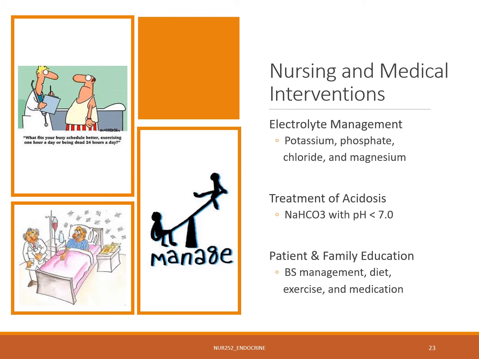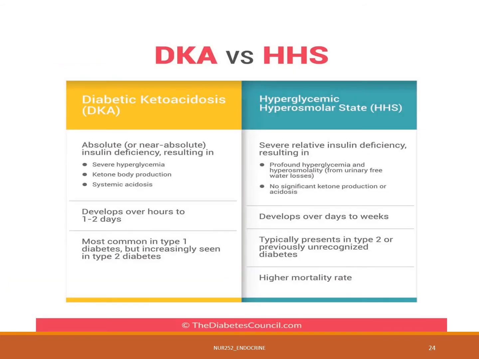A primary intervention to prevent DKA is patient education. So as nurses, we're managing blood glucose levels with their diet, exercise, and medication. Those are all priorities. Monitoring their hemoglobin A1C 2 to 3 times a year is reflective of the patient's long-term control of blood glucose. Here's another chart that you can also look at, DKA versus HHS.